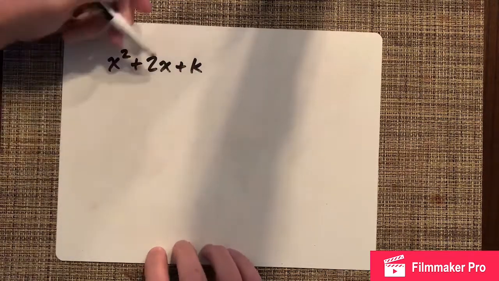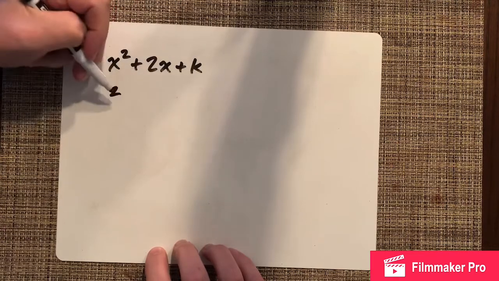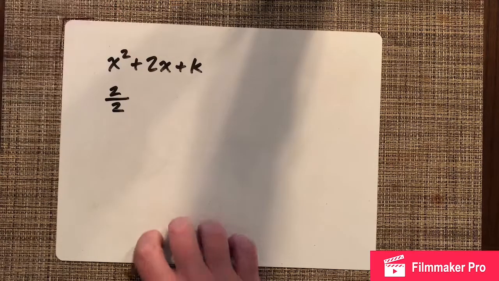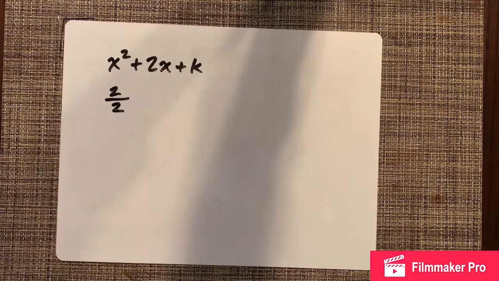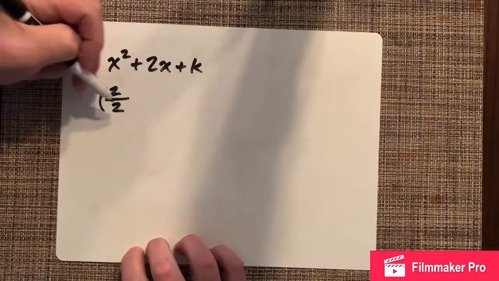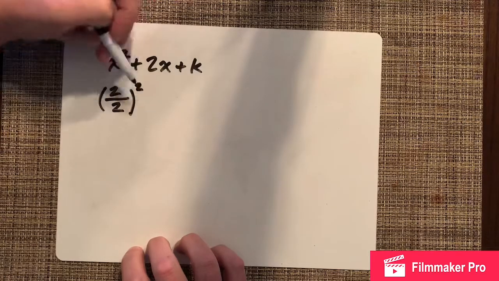So what we do is we take this 2 and divide it by 2. Why? Because we know it was 2ax in the middle, so we want to get rid of that 2. And then we're going to take that result and square it.